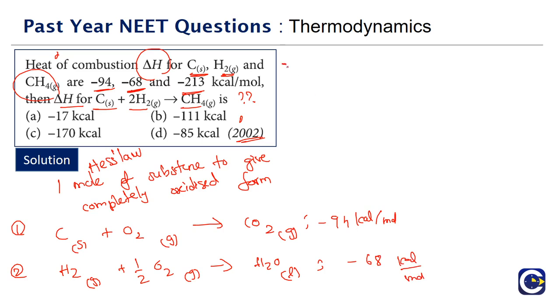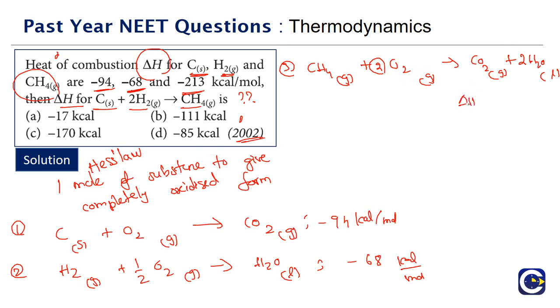And the third is what? The combustion of methane. Here we have to balance the oxygen amount. It is going to give us CO2 gas and 2 H2O. If you look at the balancing of oxygen, we must have 2 molecules of O2. This is the balanced equation for the combustion of CH4.